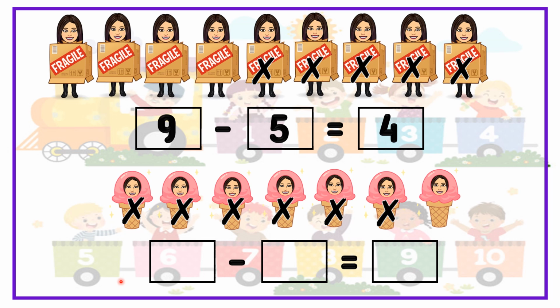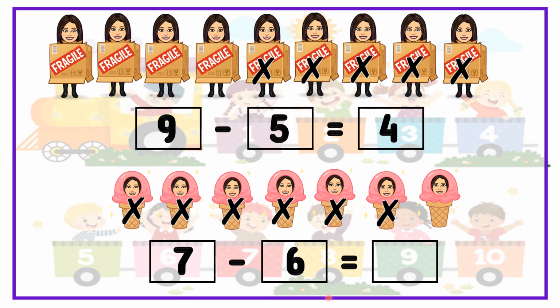Again, let's count all the objects. 1, 2, 3, 4, 5, 6, 7. So there are 7 ice creams. And then the second step, the crossed out objects. Let's count. 1, 2, 3, 4, 5, 6. So there are 6 ice creams. So these are the objects that were taken away.